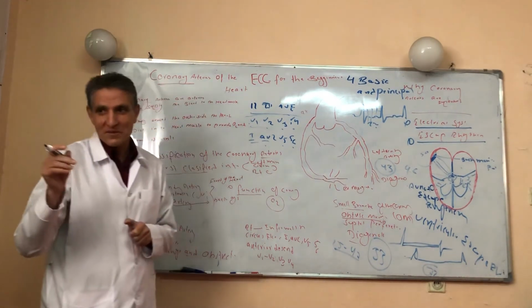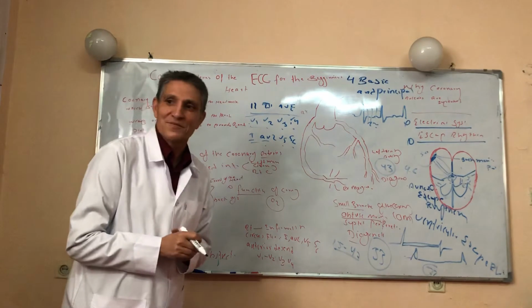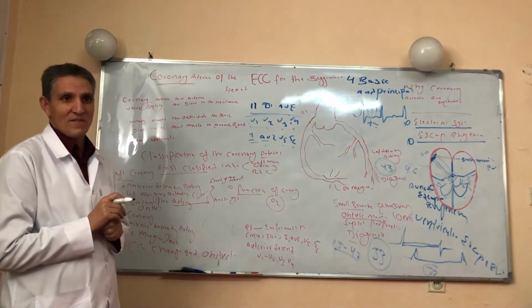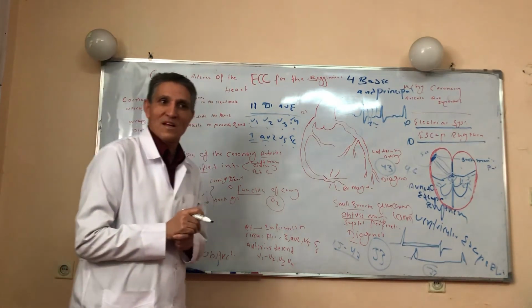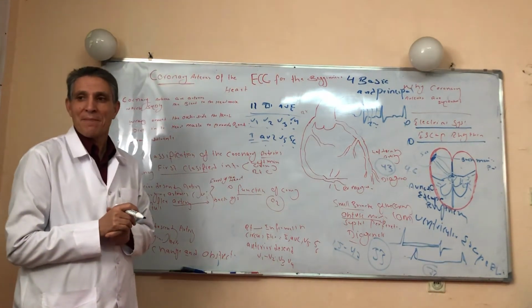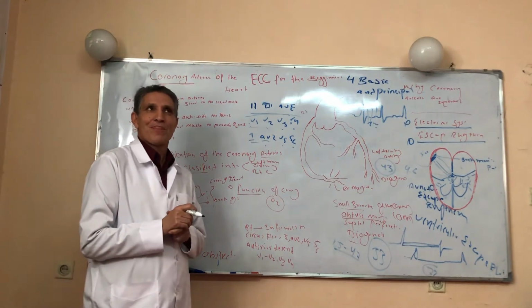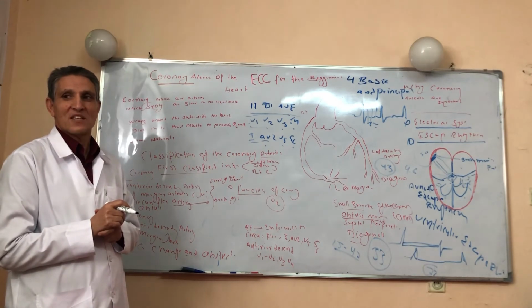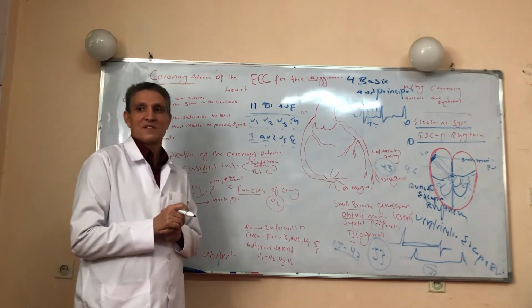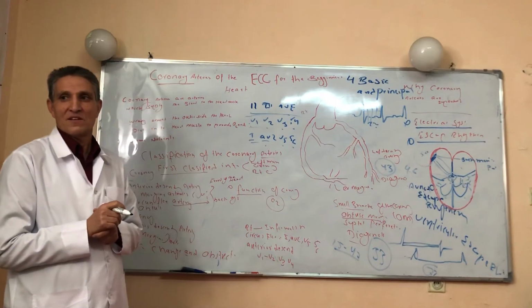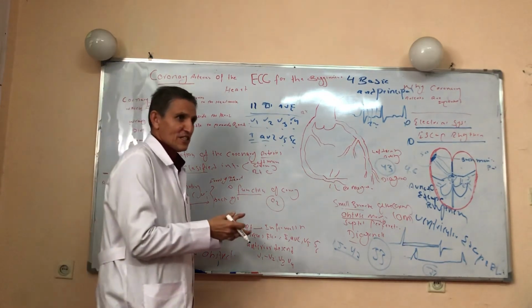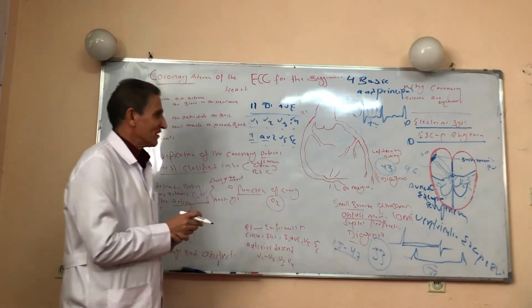When the right coronary artery is obstructed, the inferior wall is damaged and the ECG changes present in leads 2, 3, aVF. In anterior descending obstruction, the ECG changes are in leads V1, V2, V3, V4. In the lateral wall, the ECG changes are in leads 1, aVL, V5, V6. This was the correlation of the ECG changes, I mean the ECG pattern.